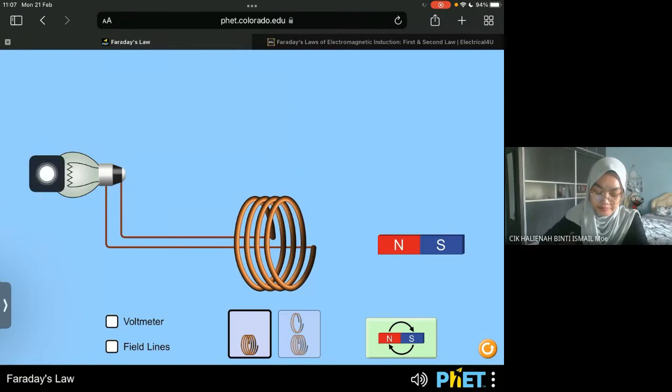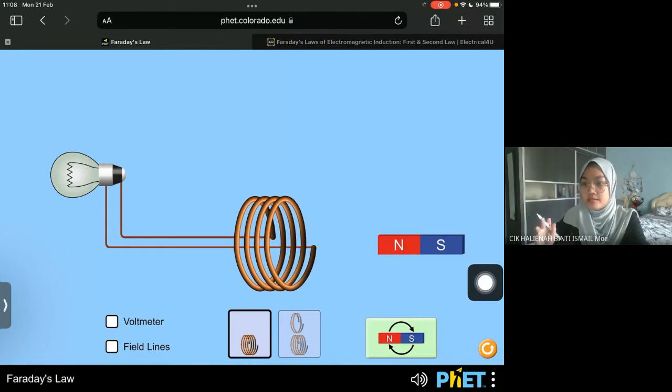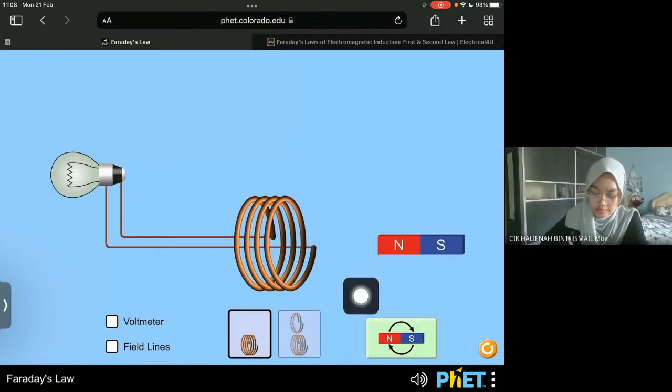So bulb ni dia connect kepada coil. So this is a coil with a few turns here. So there's no battery here. Tiada battery. So dia buat, dia letakkan magnet berdekatan dengan coil ni. So apa yang dia first discover, nothing happen. Okay, dia letak magnet. Okay, magnet ni kita tahu dia ada magnetic field. And then dia letak sebelah coil. Nothing happen. There is no current because the bulb doesn't light up.